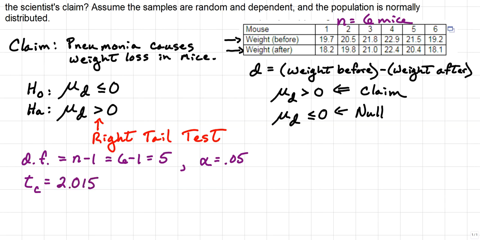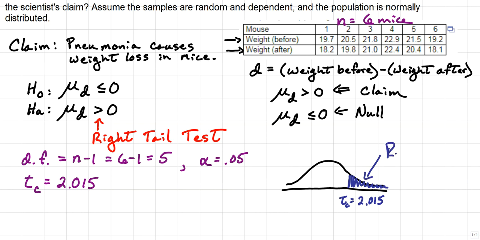If we go ahead and rough out the distribution, that means that up here is going to be t sub c equal to 2.015, and anything above it will be our rejection region.